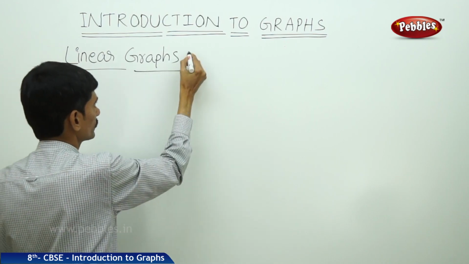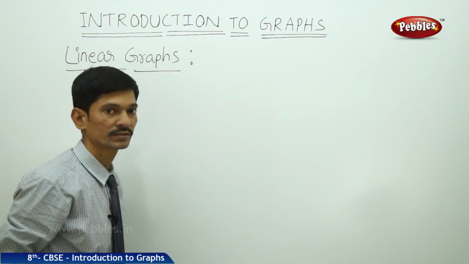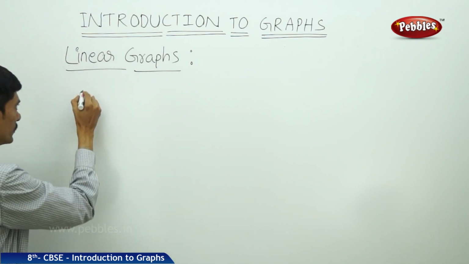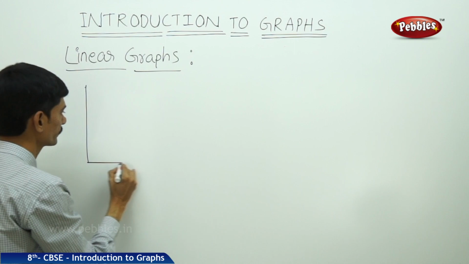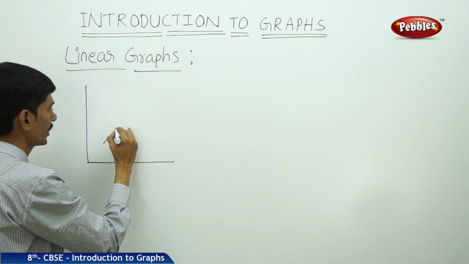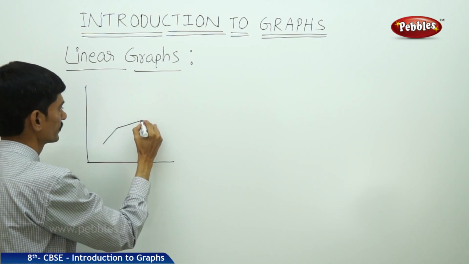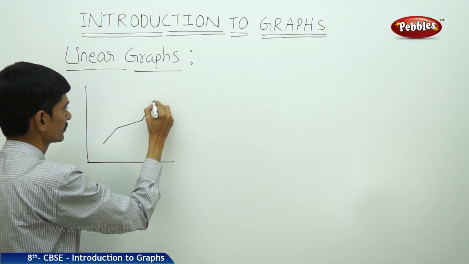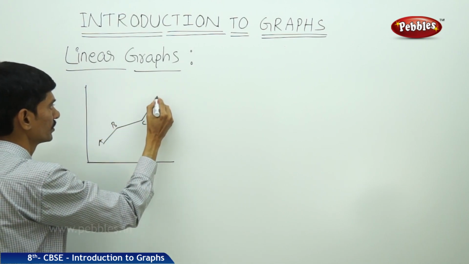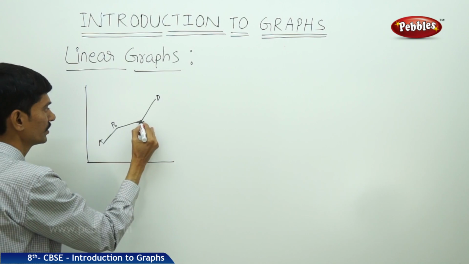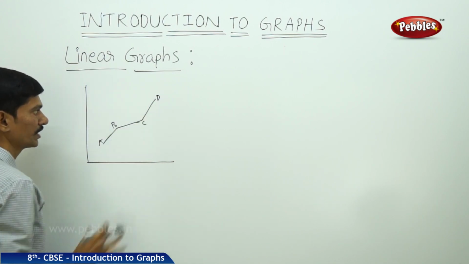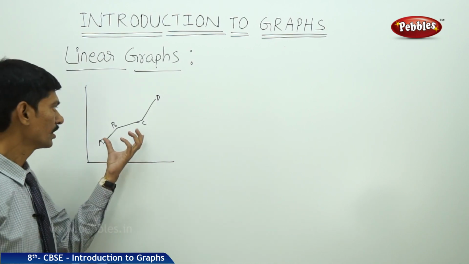Before going to linear graphs, let us revise once again the line graph. What is a line graph? If you take any graph in a plane, a line graph consists of bits of line segments: A, B, C, D. So here AB, BC, CD are the bits of the line segments. So a line graph consists of bits of line segments.